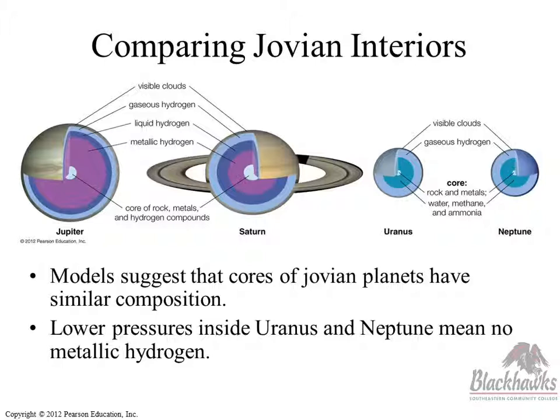So, I mentioned that Uranus and Neptune don't have the liquid and metallic hydrogen because they don't have the pressures that can create it. You increase pressure as you go towards the core of those planets too, but you don't have all that pressure that you have in Jupiter and Saturn.